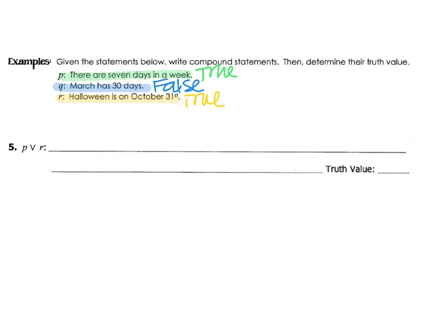All right, number 5. So number 5, we have P, and because this is a down arrow, this is saying or, and it's a disjunction. So we have P or R. And if you look back at your notes, we know with disjunctions, only one of them has to be true for the whole disjunction to be true. All right, so let's write it out. So start with your P statement. P says that there are 7 days in a week.